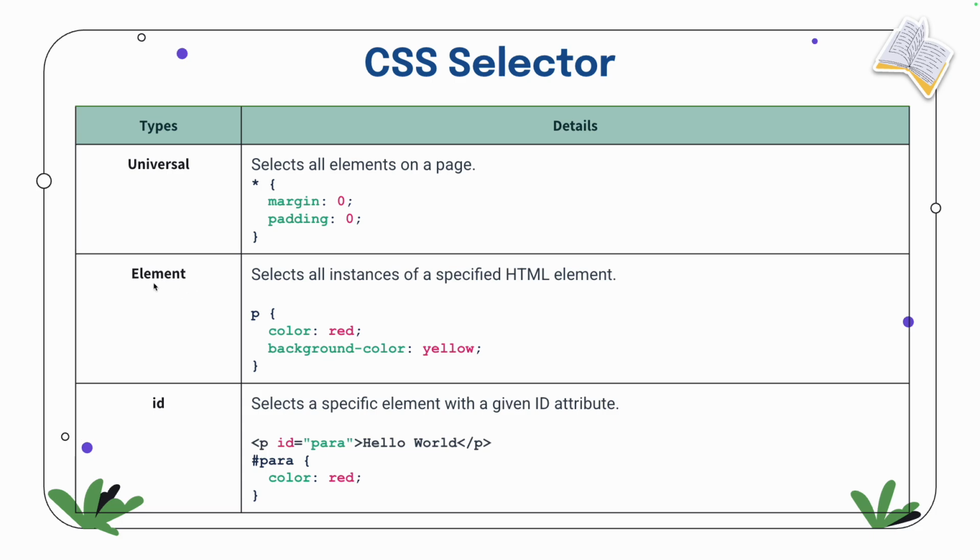Now next is the element. You already know we have multiple elements: a span element, paragraph element, H1 to H6 elements, table element, select element, and UL element. So many elements are there.